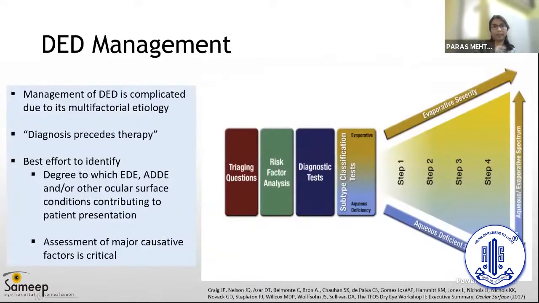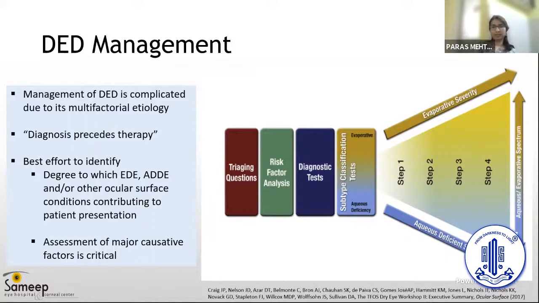Next, please. So when we talk about management, dry eye disease being multifactorial, the management is complicated. So the diagnosis precedes therapy. We have to essentially divide these cases between the two elements, in the sense of whether the patient has evaporative dry eye or aqueous deficiency dry eye, and which element is more. It is always a combination of both, but which element is more? And then an assessment of major causative factors is also critical, like any other ocular surface disease. That will give you an idea about the first part, and then comes the next part.